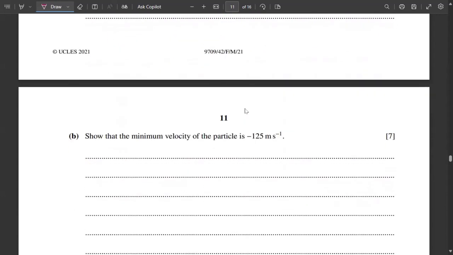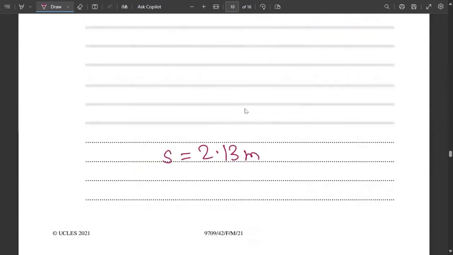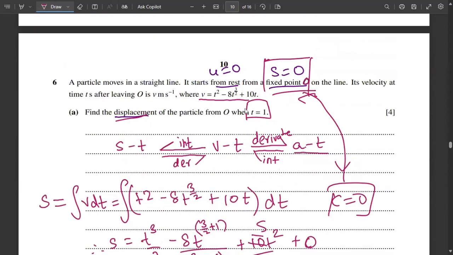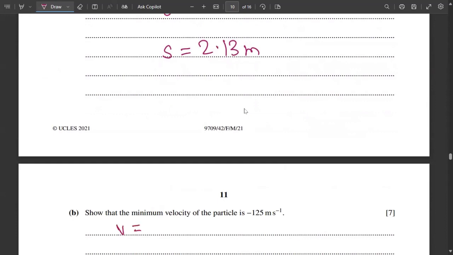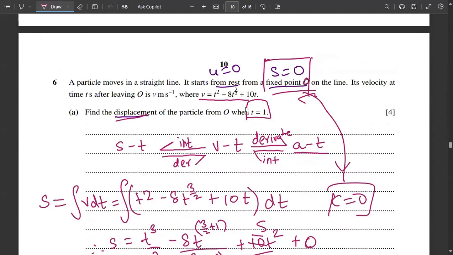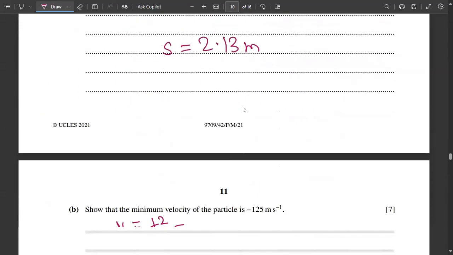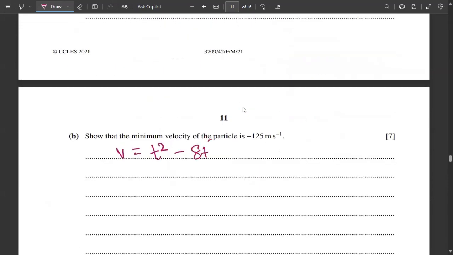Let's move to the next question. That was a relatively easy question. Show that the minimum velocity of the particle is minus 125 meters per second. Okay, so let me rewrite the equation. v equals t squared minus 8t raised to 3 by 2 plus 10t. Okay, and now what we want to find is the minimum velocity.